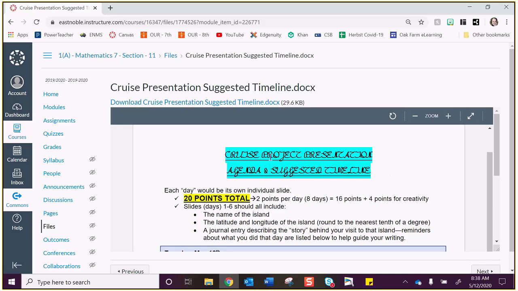Whoa, and that font got really funky. That says Cruise Project Presentation, Agenda, and Suggested Timeline. That looks pretty silly.